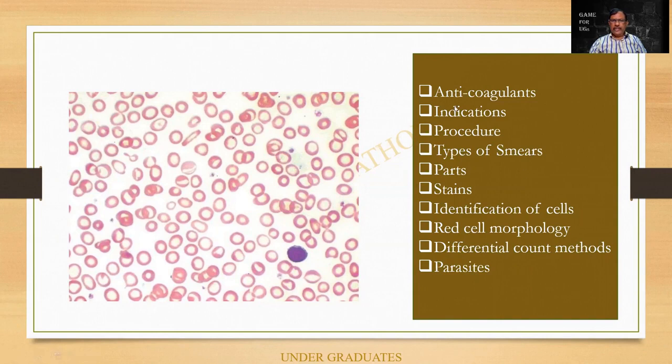Before I go to the next slide, I would like to make a mention of the anticoagulants. 2% EDTA, ethylene diamine tetraacetic acid, is being used. But then there are other anticoagulants in hematology. 3.8% trisodium citrate used for ESR. A double oxalate mixture is used for the ESR again by the Wintrobe's method.